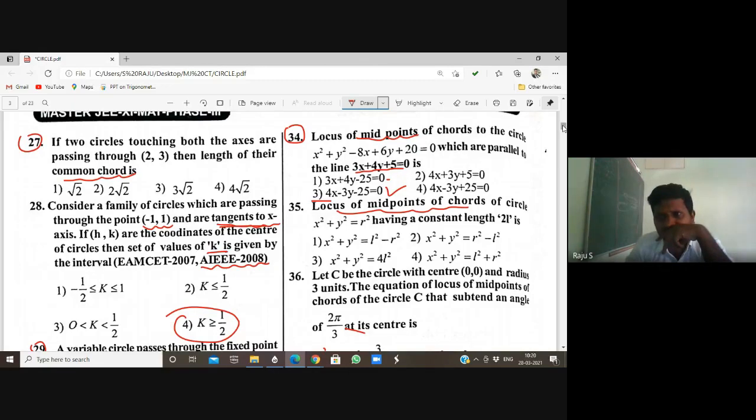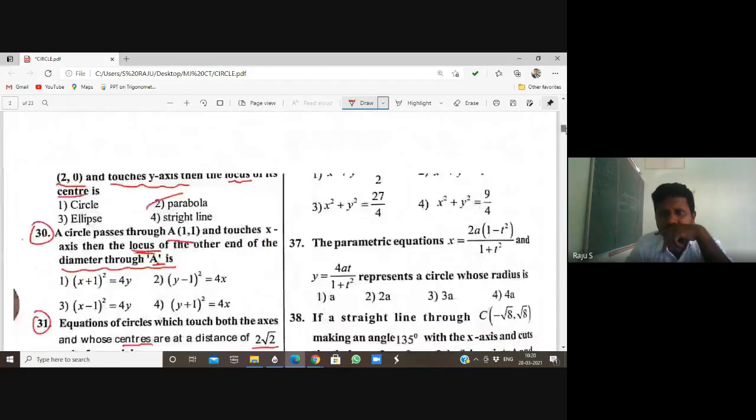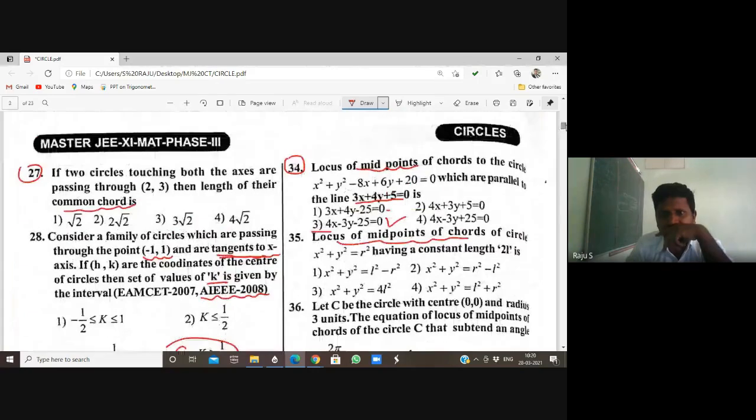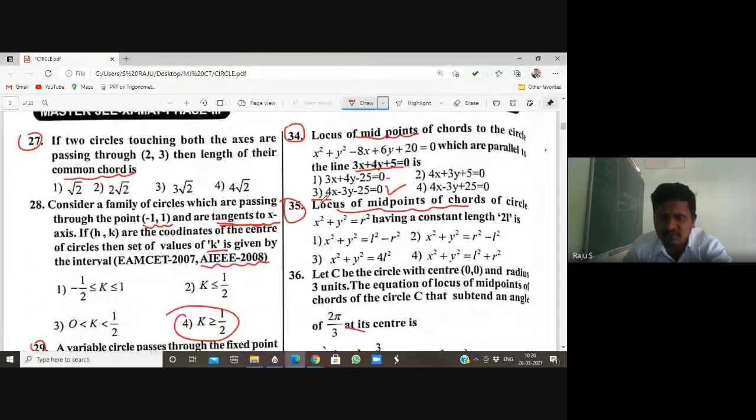This third option is right. Let's see the third option. Yes, sir. Okay, like that, the third option is right. Same again, almost all the questions they given here are like the locus of midpoint.